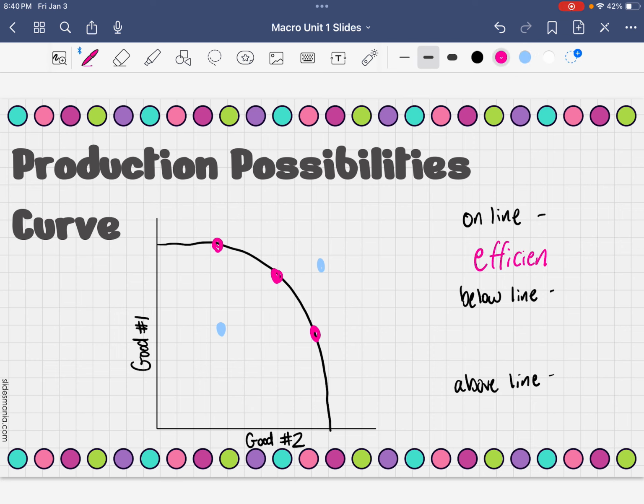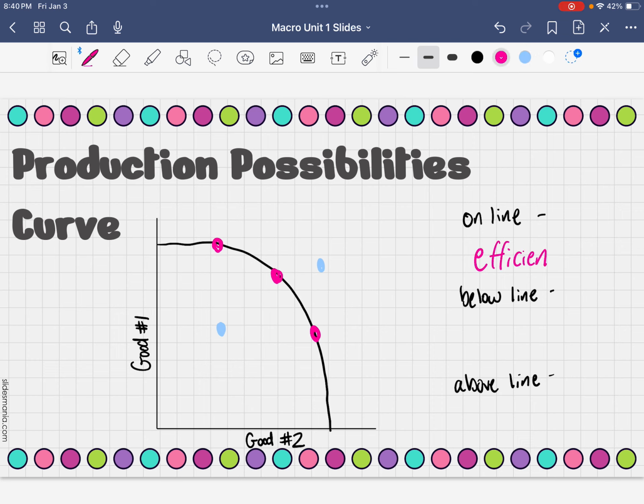And so the last place we can be is up above the line, which is not possible. It's unattainable unless we attain more resources. And sometimes people call this expansionary. We are expanding beyond our limit. And we're unable to make it there unless we acquire more resources. Well, what resources? What do you mean by that?